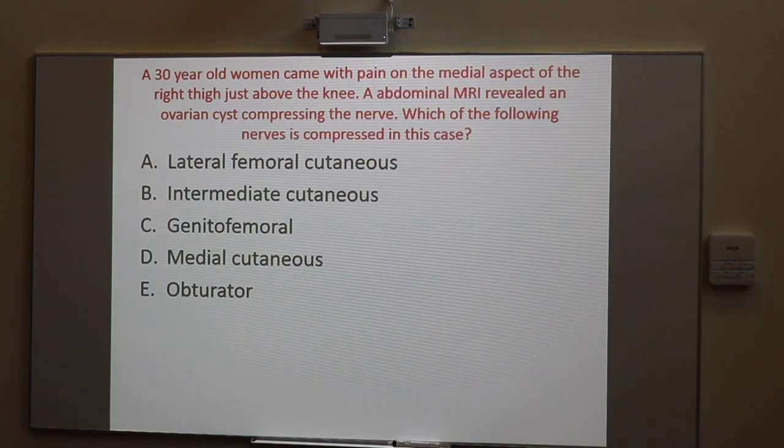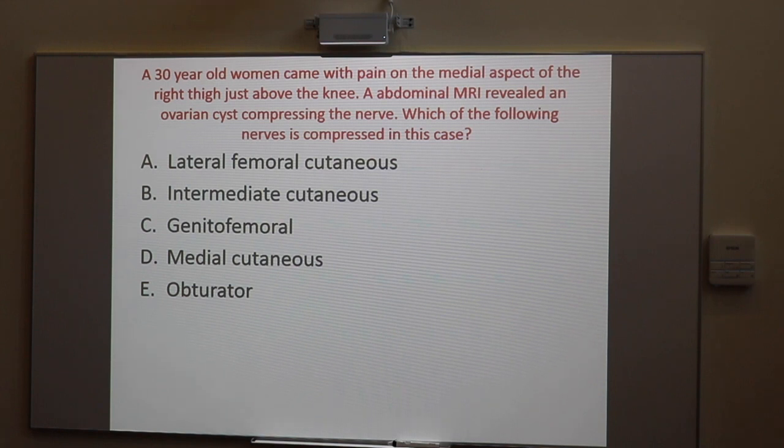And we said that the medial cutaneous nerve of thigh is a branch of the femoral nerve, so it comes out in the thigh from the femoral nerve. But we are also told here that there is an ovarian cyst which is compressing the nerve. The ovaries are in the pelvis, not in the thigh. So anything coming from above could be compressed, and the only nerve that can be compressed here is the obturator, because it supplies the medial side.